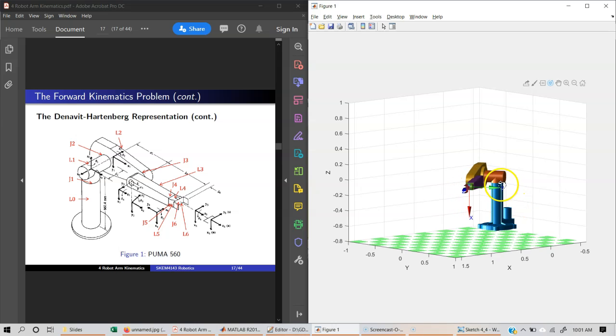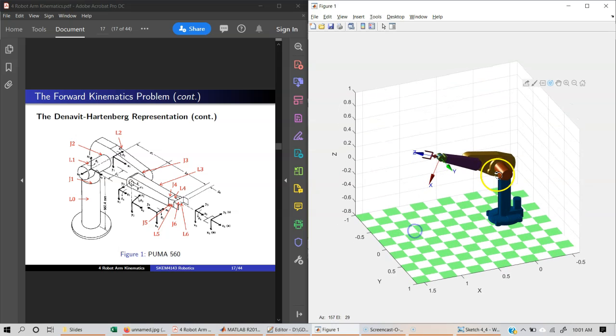So this is joint number 1, and the axis of rotation is along this invisible line that I'm trying to show you. Basically it's along the z-axis. That is the axis of rotation of joint number 1. This is joint number 1. And we have joint number 2. This is joint number 2, and the axis of rotation is along the y-axis.